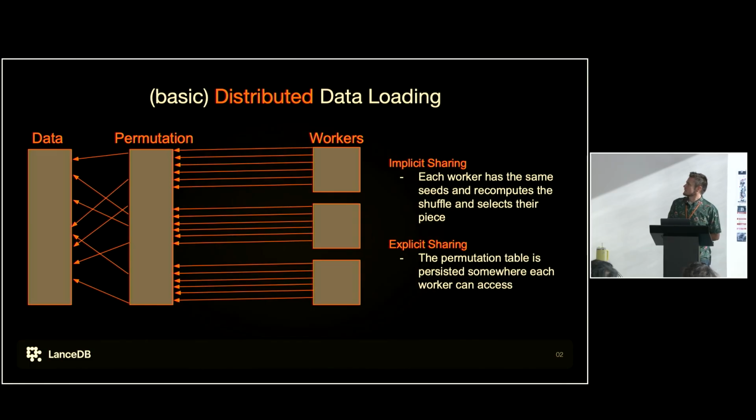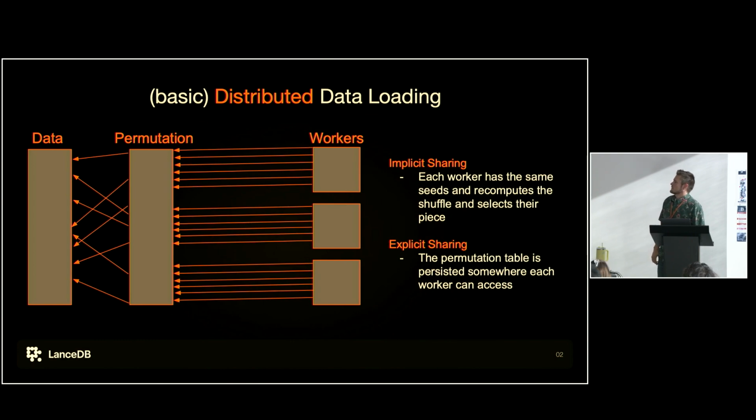And then you can distribute this. So now you have many different workers. They all share one permutation, and they all just read a slice of that permutation. You don't even have to have them read random parts of the permutation because you only need to randomize once. So worker 1 can read the first 10% of your permutation, worker 2 reads the next 10% of your permutation, and so on and so on.